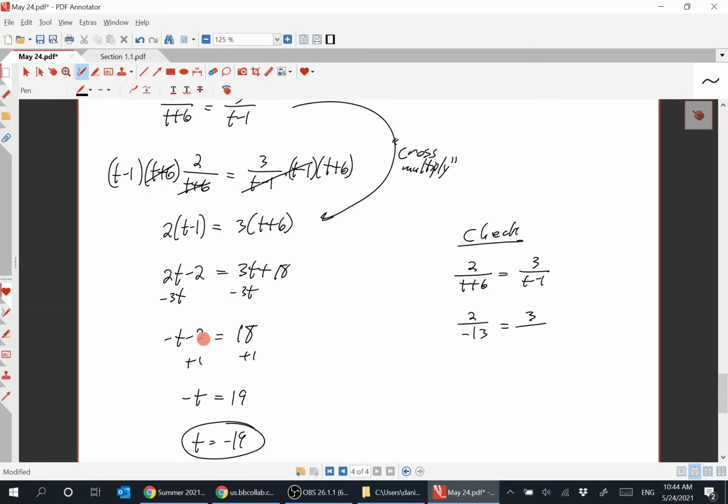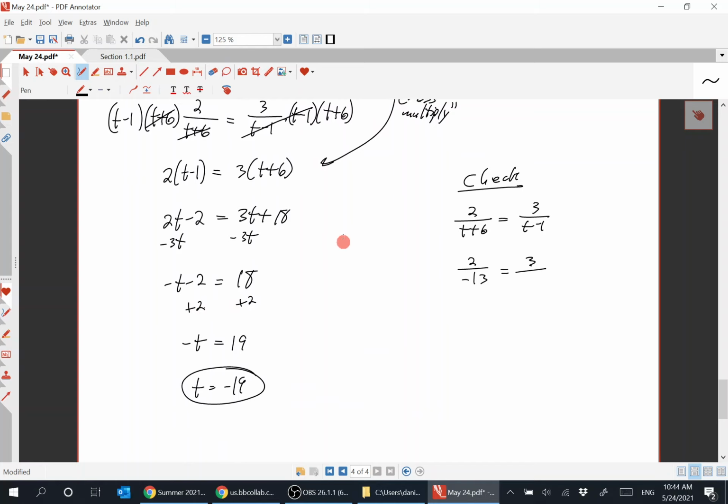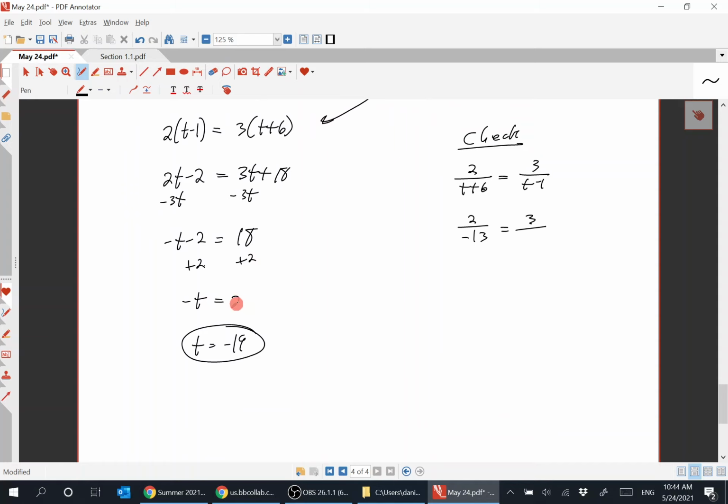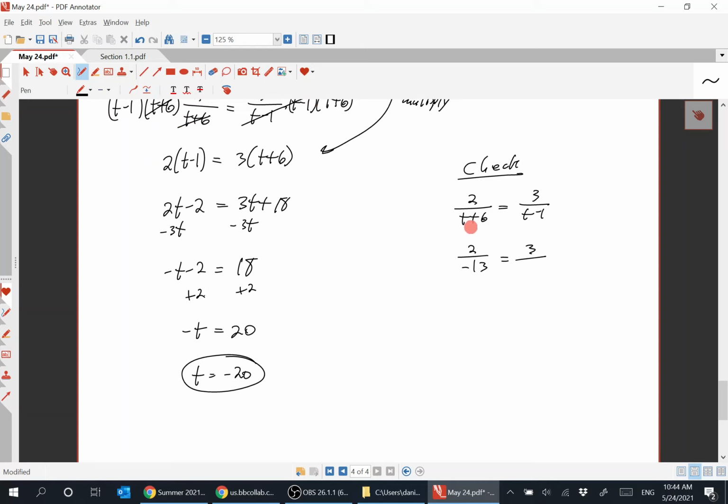So that's minus 2. So then I have to add 2. So negative t is 20. So negative 20 plus 6 is negative 14. Negative 20 minus 1 is negative 21. Put these fractions in lowest terms. That's 1/7. This is 1/7. Negative 1/7. Right? So that checks out.